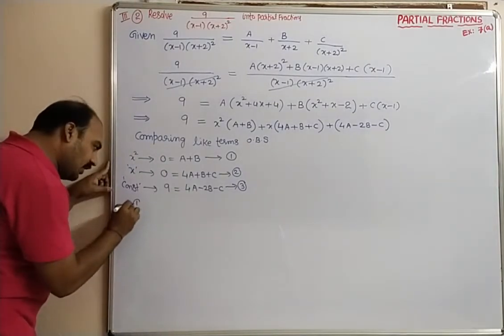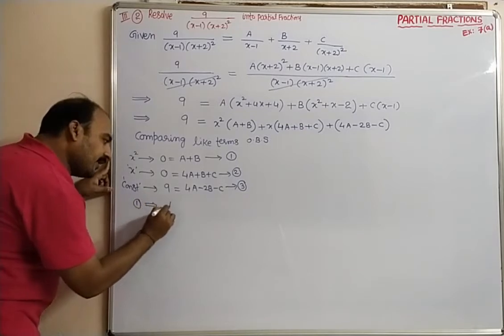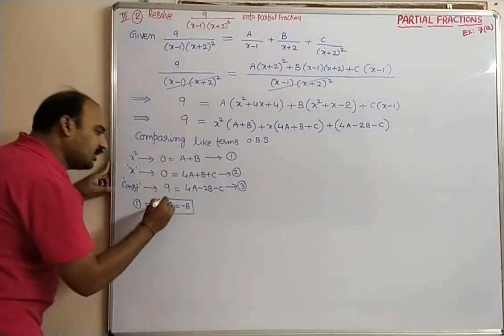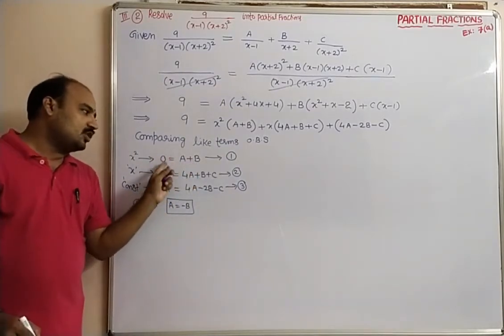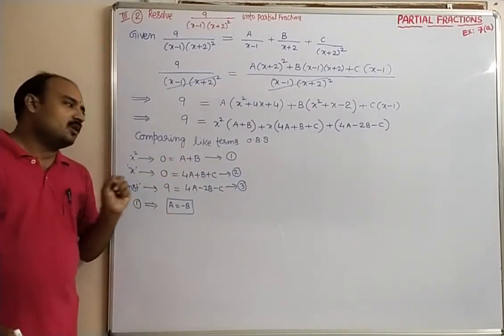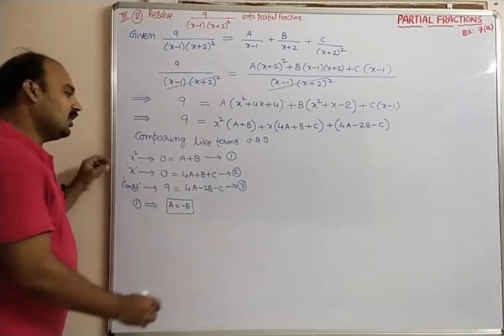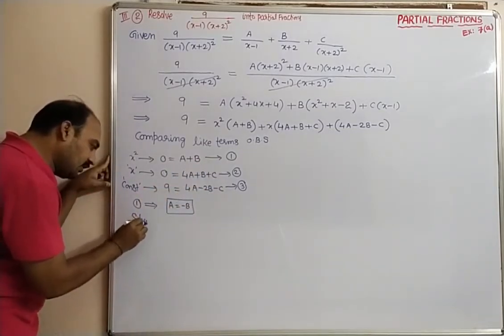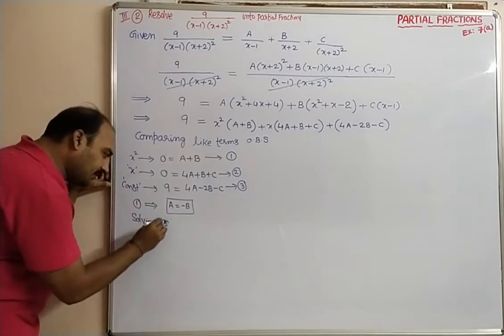From equation 1, a equal to minus b, or b equal to minus a. We can write anything. Why? Because a plus b equal to 0, we can take b to this side, a is equal to minus b. Now solving equation 2 and 3.